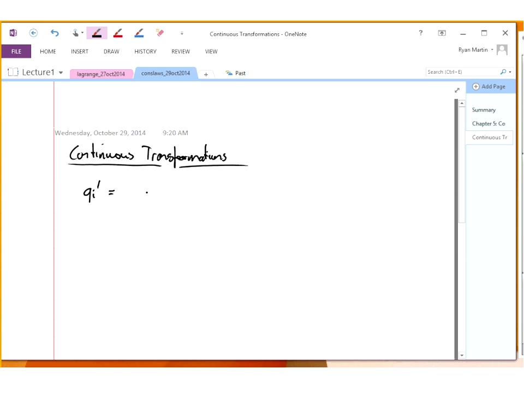A continuous transformation from one coordinate system to another can be written as Qi prime, so the transformed quantity depends on the untransformed quantities: Q1 to Qn, Q1 dot to Qn dot, time, and then some parameter that can be varied continuously.